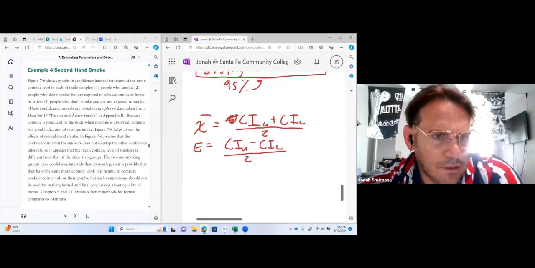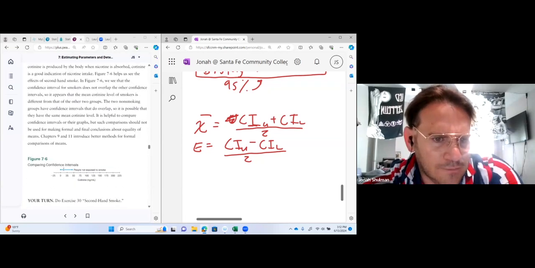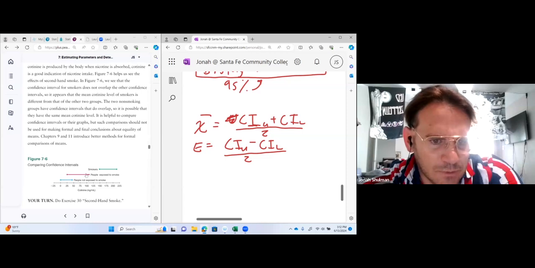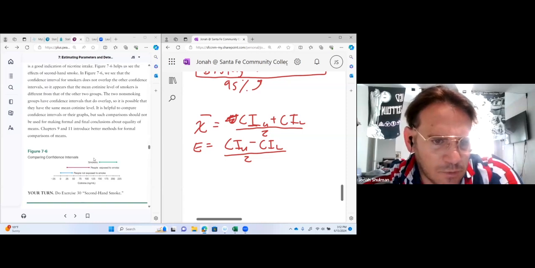Sorry. Figure 7-6 shows a confidence interval. People smoke, people don't smoke but are exposed to it. Okay. People not exposed to smoke, people exposed to smoke. Smokers.